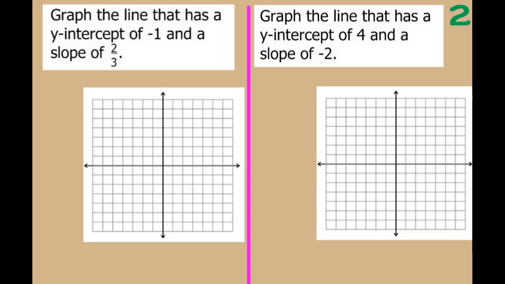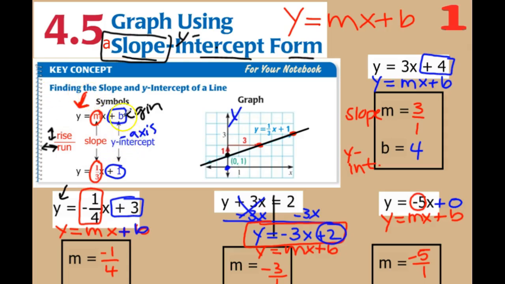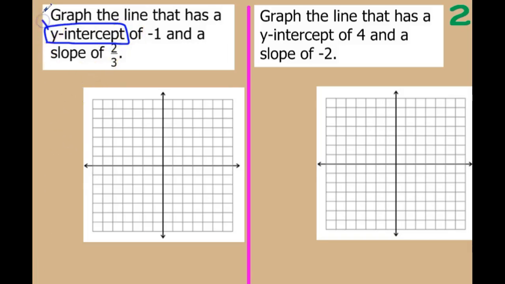So let's identify m and b and then graph. It says graph the line that has a y-intercept of negative 1 and a slope of 2/3. So our y-intercept, if you look at our equation, is where we're beginning our graph. So that's going to be b, where we begin on our y-axis. And then our slope tells me how to count rise over run, and we know that's m. So first, I'm going to start with b. b tells me right here negative 1.